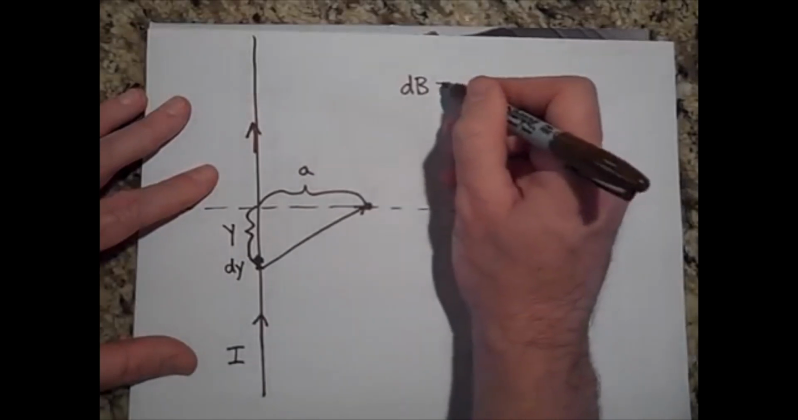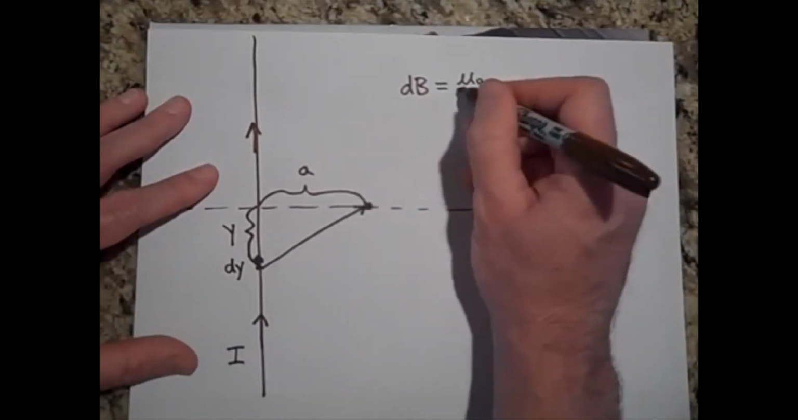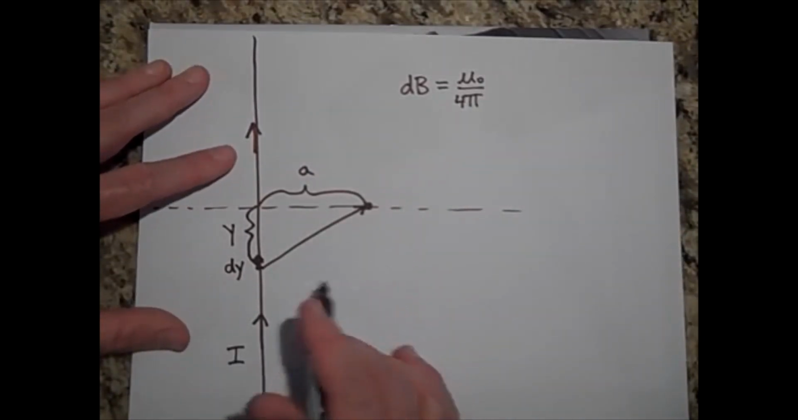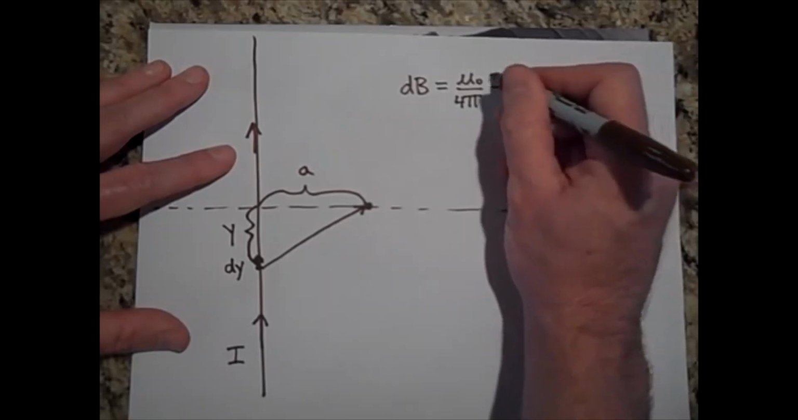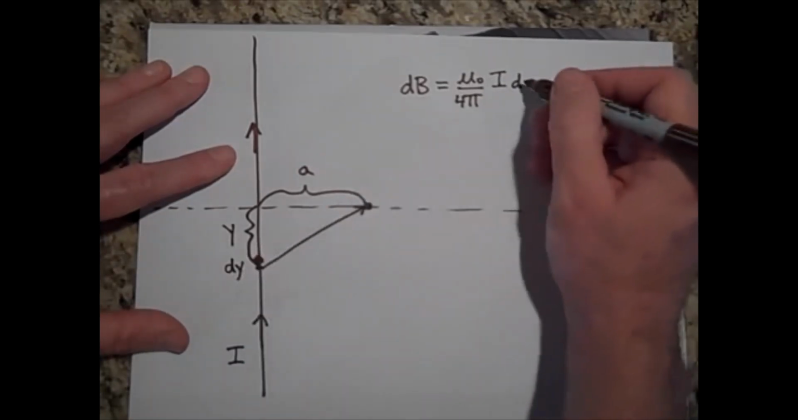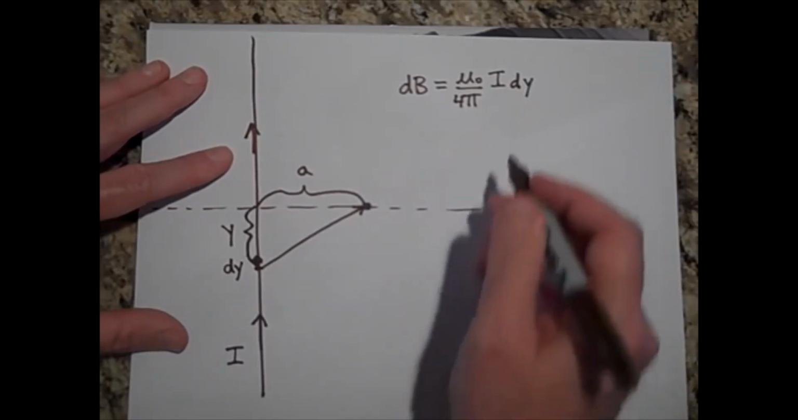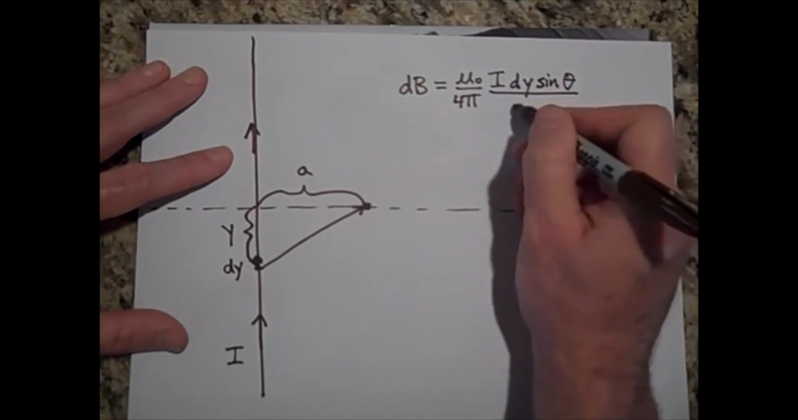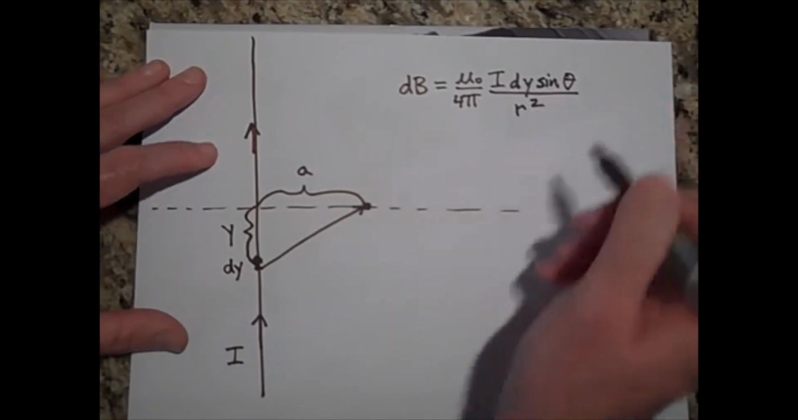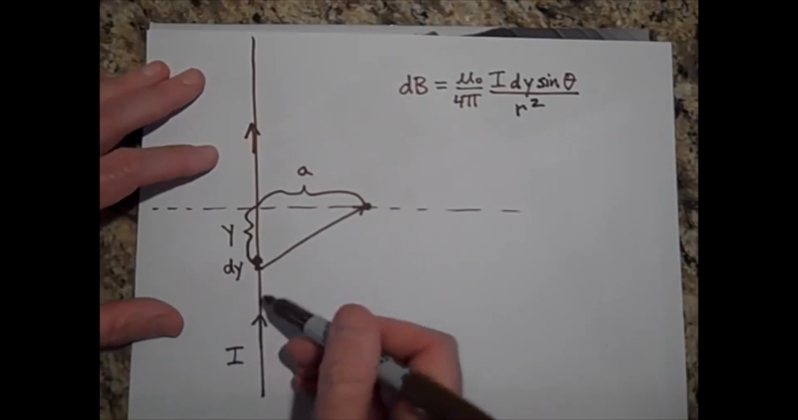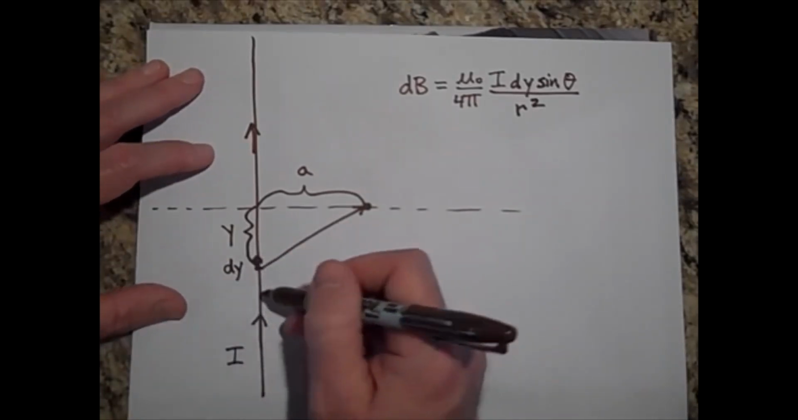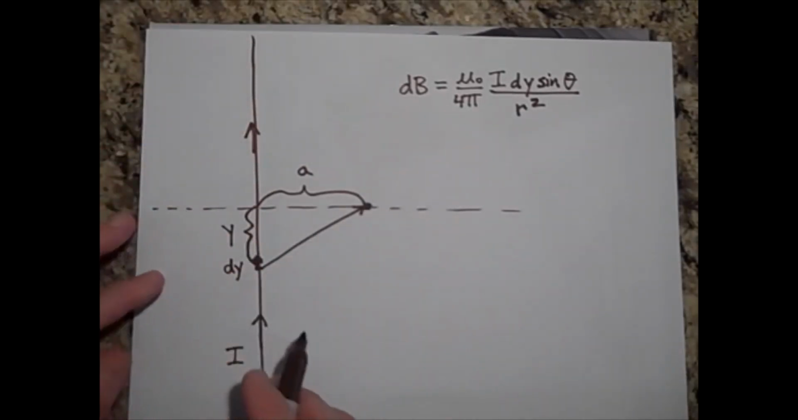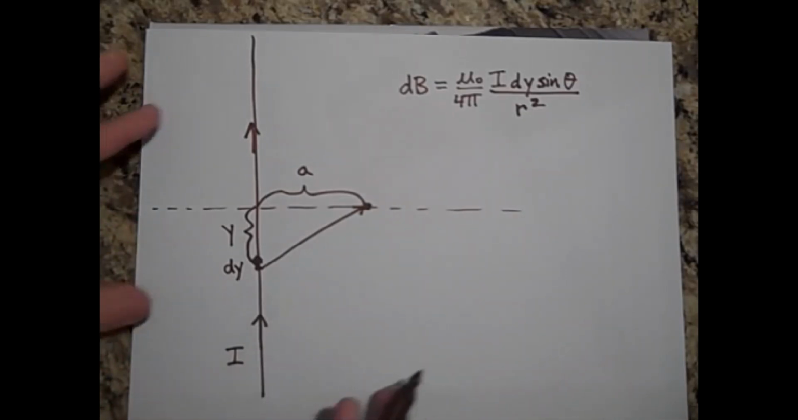and so to get the field due to that, it's going to be mu naught over 4 pi, just a constant. And now I'm going to do I times dl, but I changed the dl to dy since it's in the y direction. I times dy times the sine of theta all over r squared. Now I'm going to add up, for every current element, each one of which has some effect on the field there. So I'm just going to add them all up with an integral.